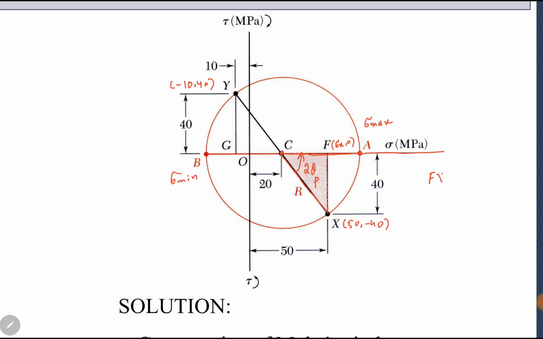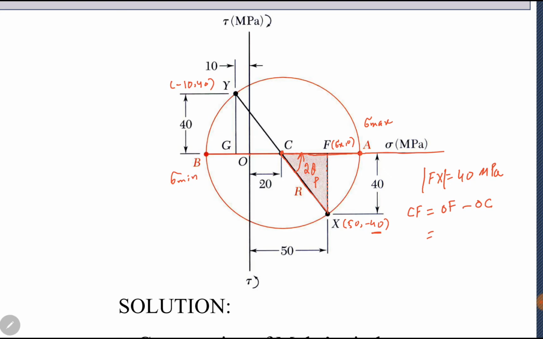Fx is a vertical line. It is equal to tau xy, which is 40 megapascals. Remember, the unit is megapascal. We are dealing with stresses. And CF is equal to OF minus OC.